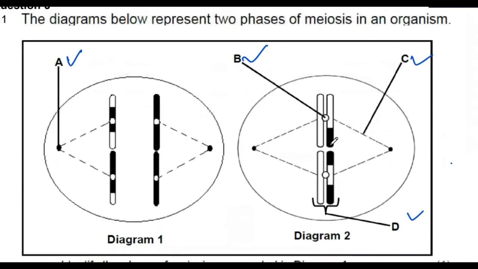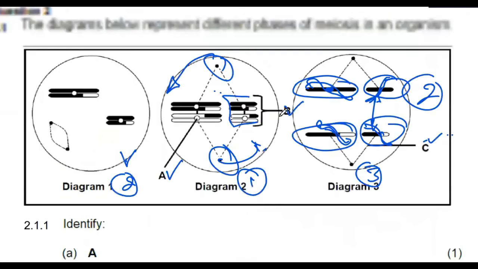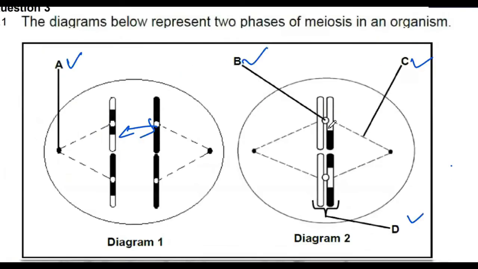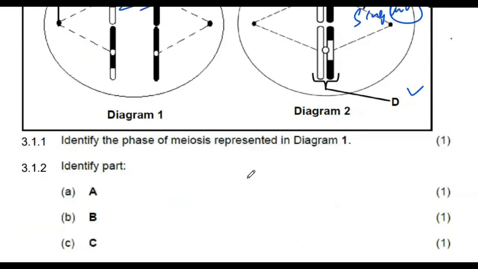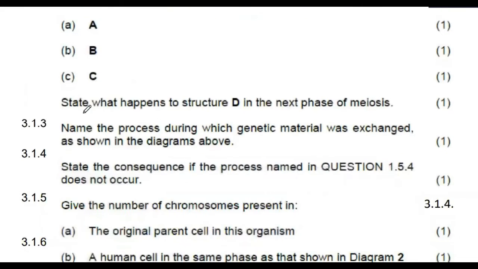Identify the phase of meiosis in diagram 1. Diagram 1, because now the chromatids are separating, is exactly the same thing as this one. So it's going to be anaphase 2. And then this one is going to be metaphase 2 because the chromosomes are aligned along the equator singly. Then they're saying identify the phase. You are done with that.